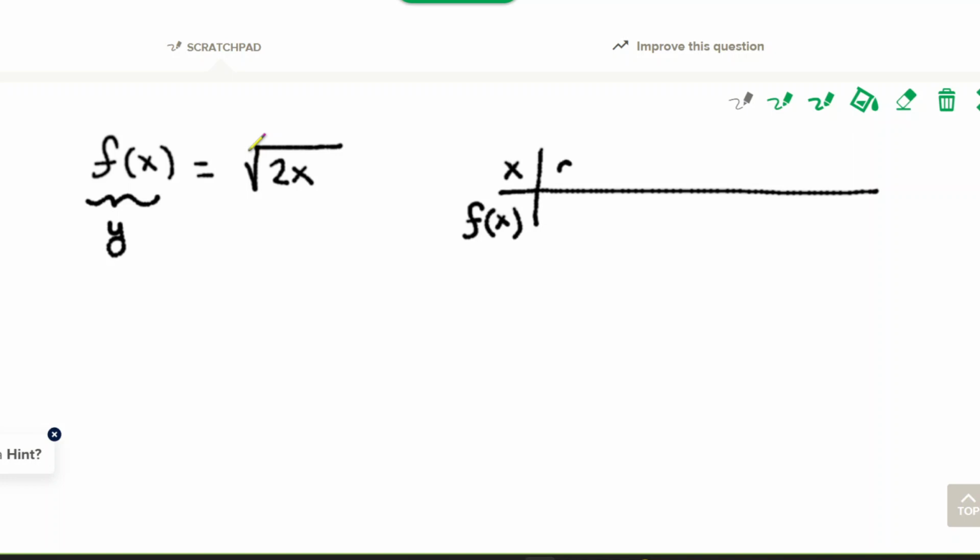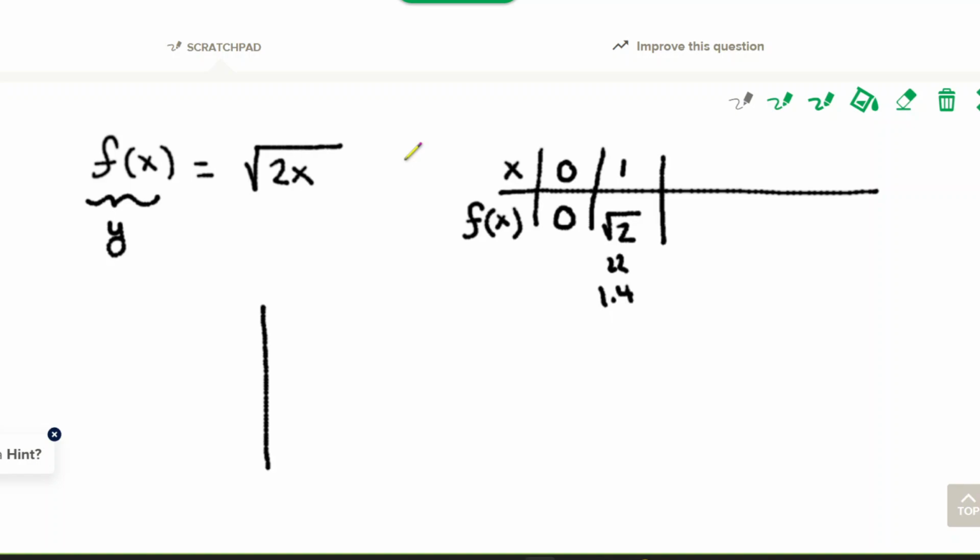So if I were to plug in 0, 2 times 0 is 0. Square root of 0 is 0. Now, if I were to plug in 1, this wouldn't be a very nice number, but if I plug in 1 for x, we'd get the square root of 2 times 1, the square root of 2. So input 1, and then the output would be the square root of 2, which is about 1.414. Obviously, that's about 1.4.